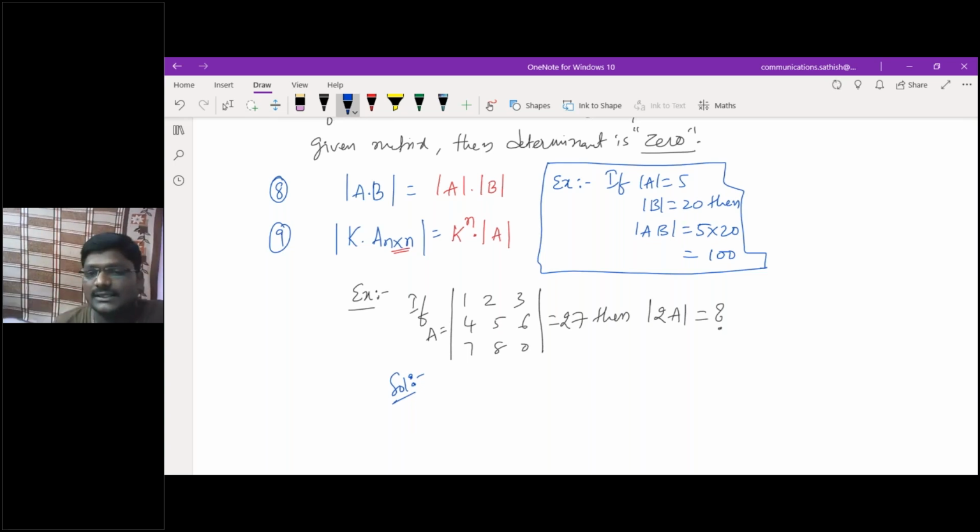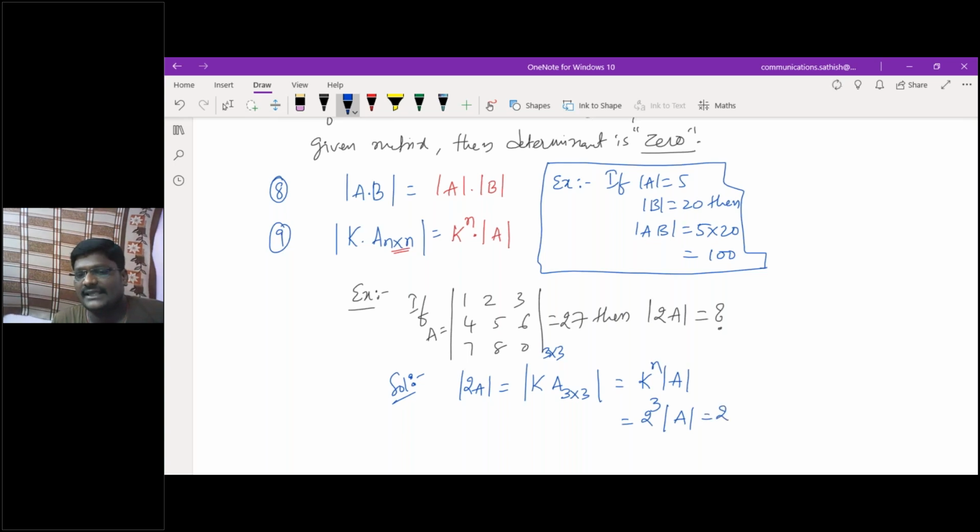You know the determinant of A is 27. Mod 2A, where 2 is a scalar multiplying A, and this is a third order matrix, I can represent as K power n into mod A. So K is 2, giving 2 power 3 into mod A, which is 2 power 3 into 27. 2 power 3 is 8, and 8 into 27 is 216.